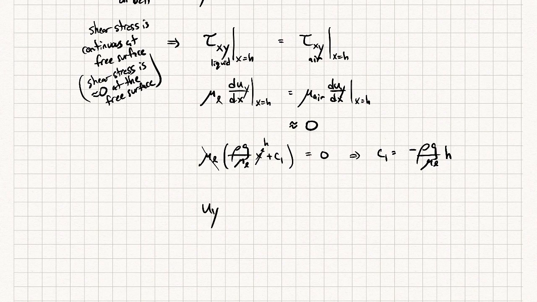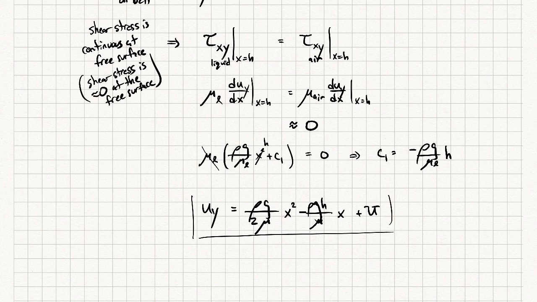So if we plug in and do some algebra to rearrange it, I'll just save you all the algebra. This will be rho g over 2 mu times x squared minus rho g h over mu times x plus capital U. And that is our liquid velocity profile.